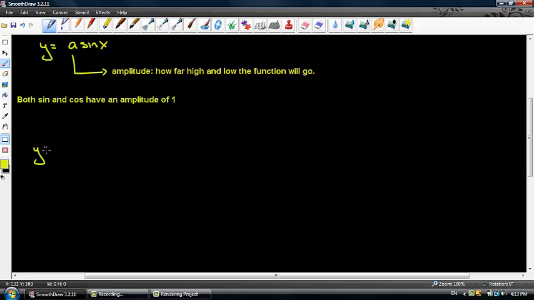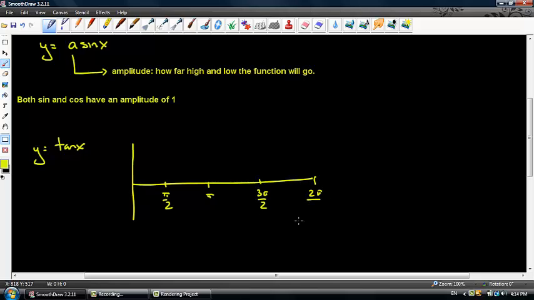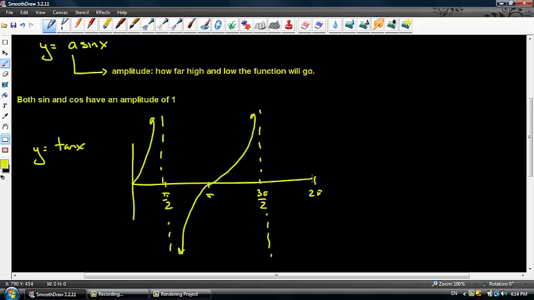So if I take a look at y equals tangent of x, if we go pi over 2, pi, 3 pi over 2, and 2 pi, well, we have asymptotes at pi over 2 and 3 pi over 2. And so notice how tangent keeps going upward and it extends without bound. Down here extends without bound, up here extends without bound, and down extends without bound. Tangent has no amplitude.